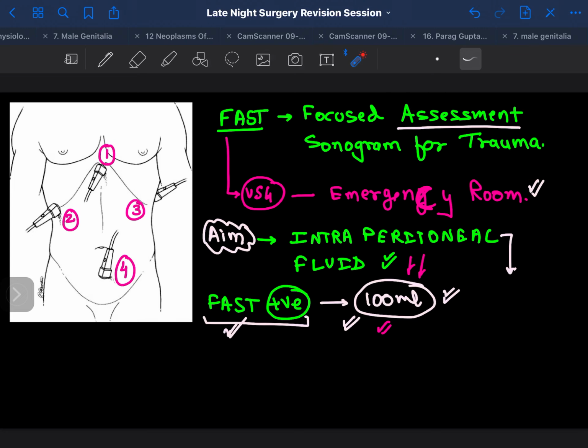FAST stands for Focused Assessment Sonogram for Trauma. What do you basically do here? In the FAST, you perform a USG. FAST is basically nothing; it is a USG which you are performing in the emergency room.